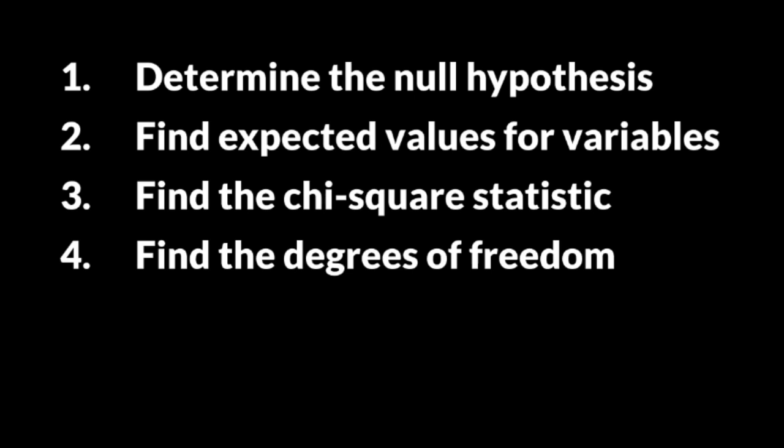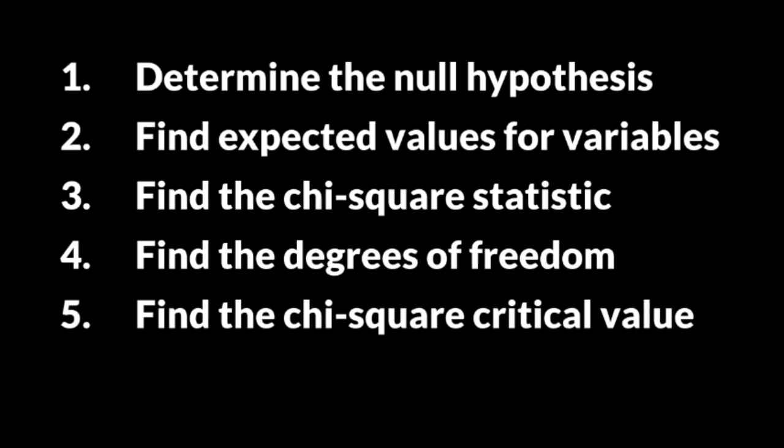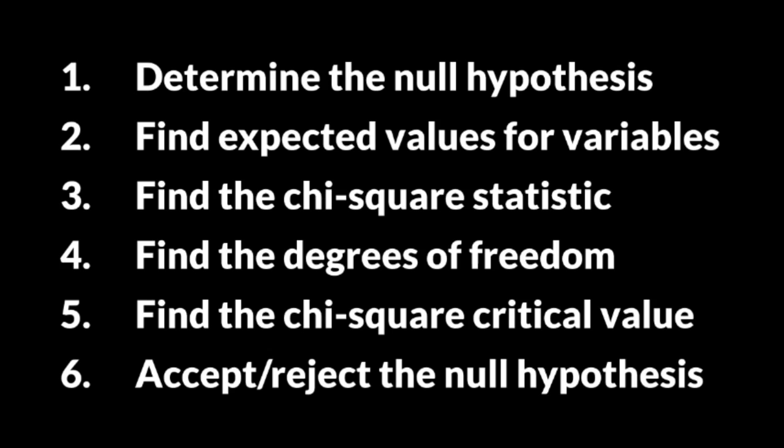Fourth, you need to find the amount of degrees of freedom. That's just the amount of categories minus 1. Fifth, you need to find the chi-square critical value. You can find that just by taking a look at the table, finding your p-value and your degrees of freedom, and then finding out on the table what your critical value is. Now that you know your chi-square statistic and your chi-square critical value, you can accept or reject the null hypothesis.